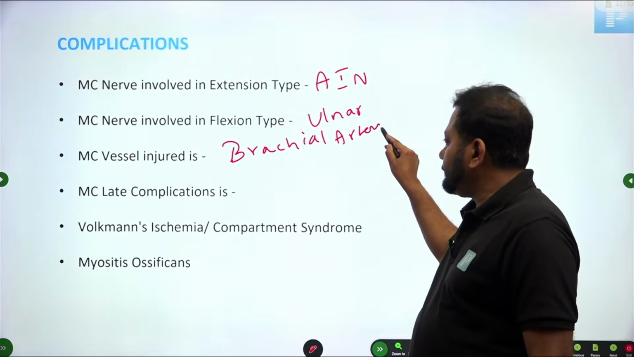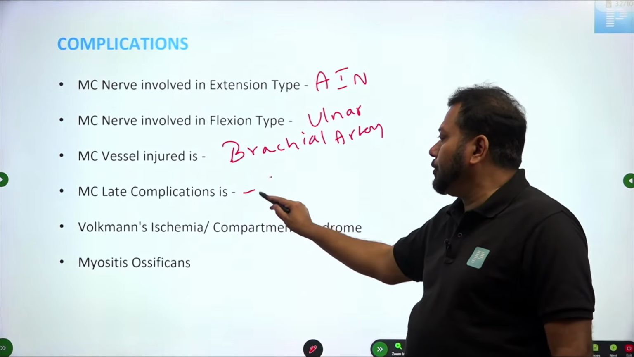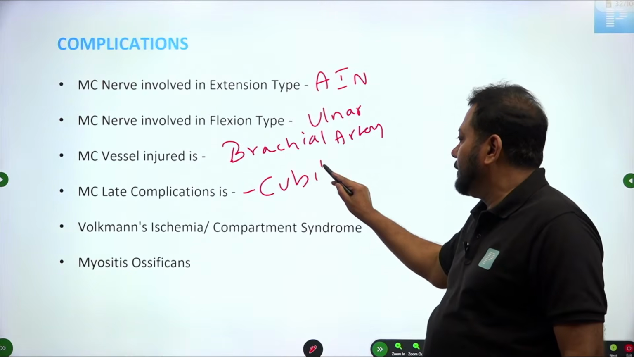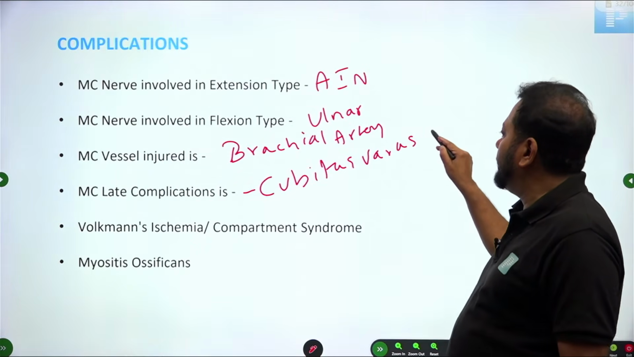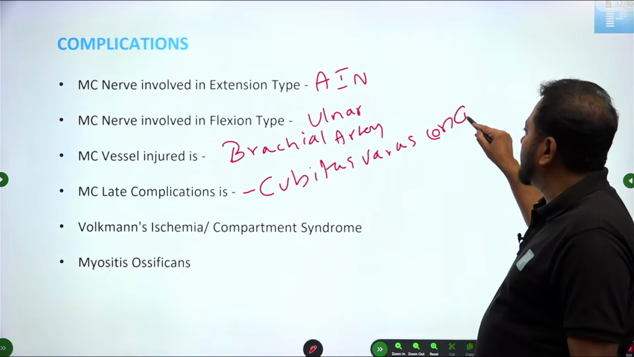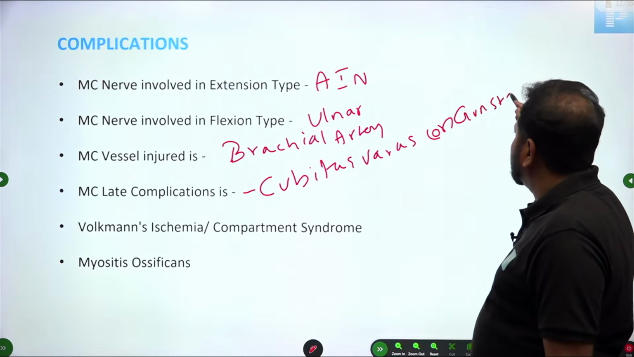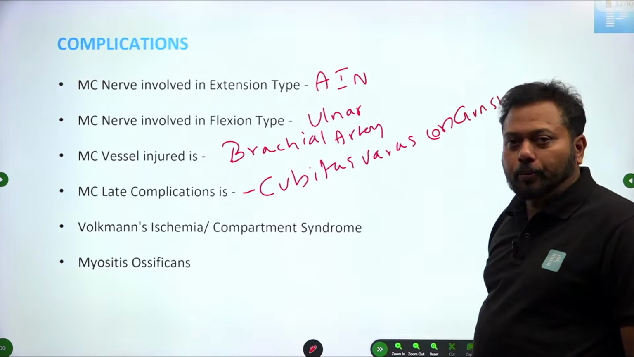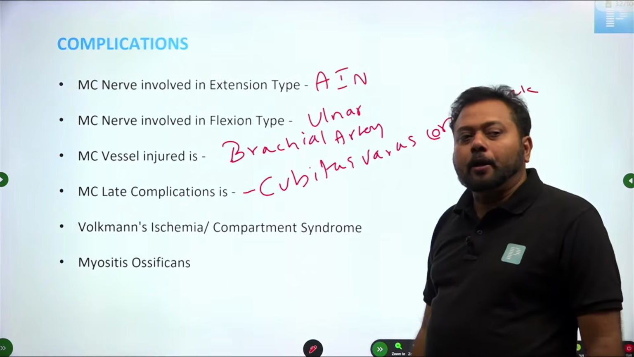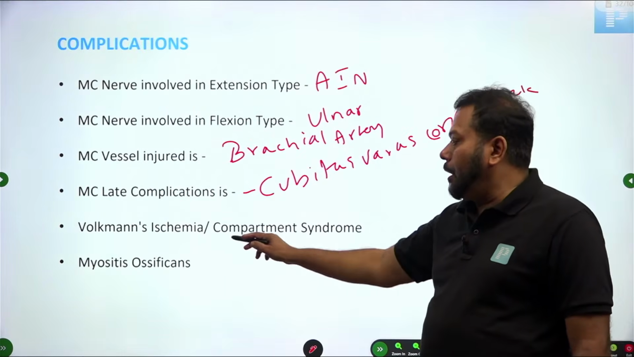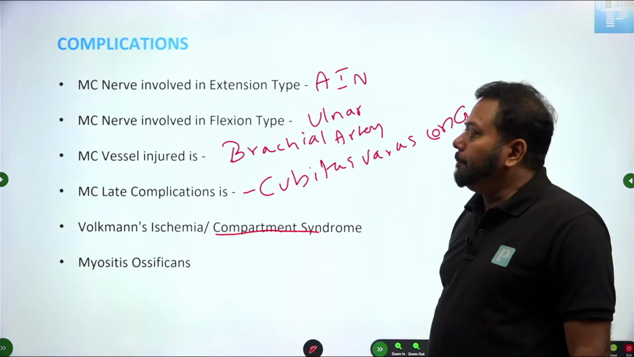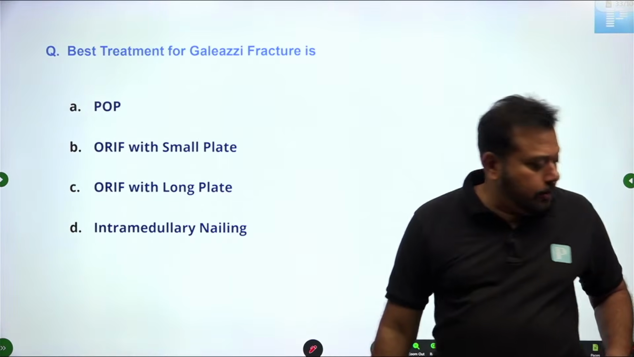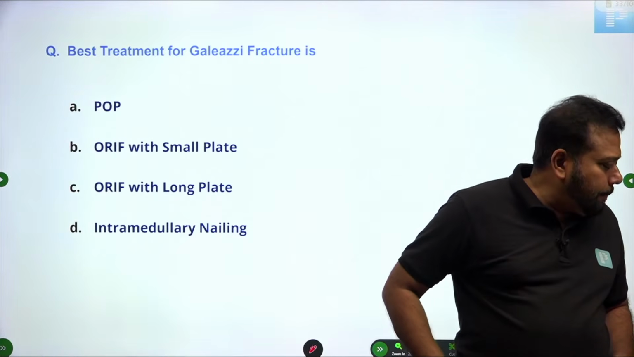The most common late complication is cubitus varus, which is nothing but a malunion. This is otherwise called gunstock deformity. Asked question. And any injury around the elbow is prone to compartment syndrome and myositis ossificans. That completes supracondylar fracture. We will move on to another very, very important topic.